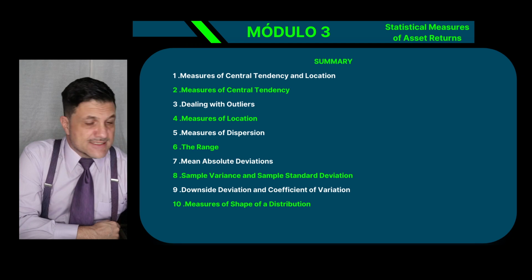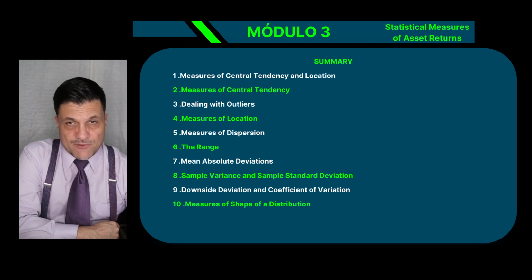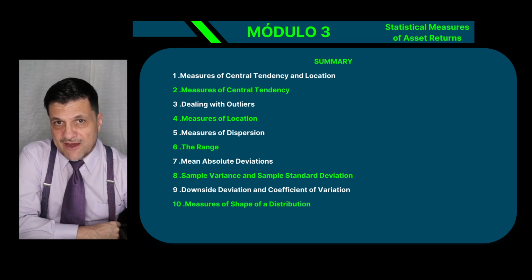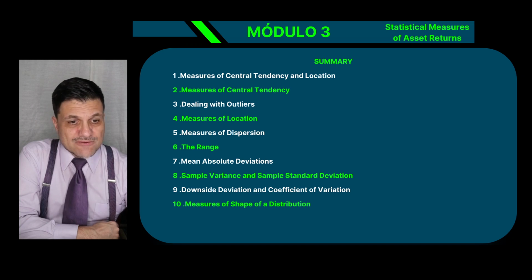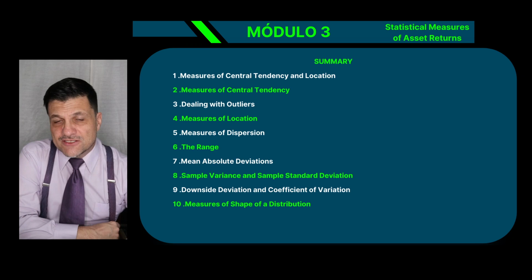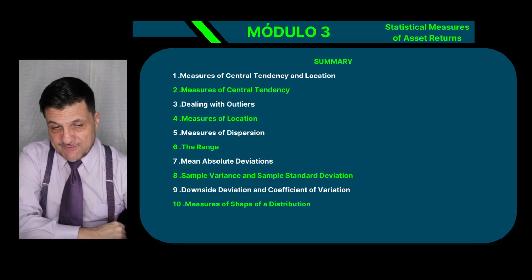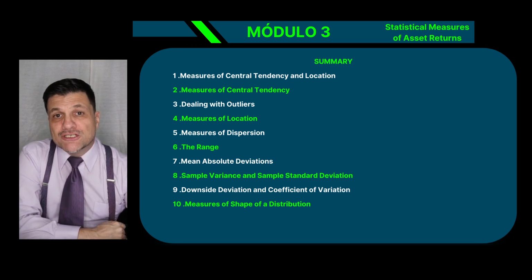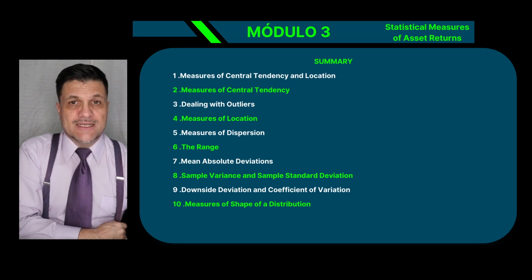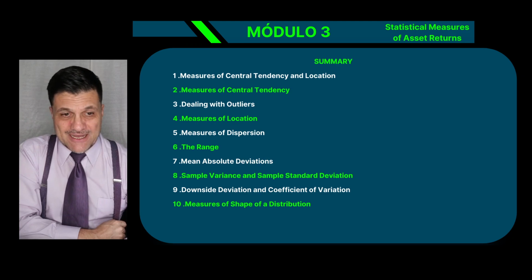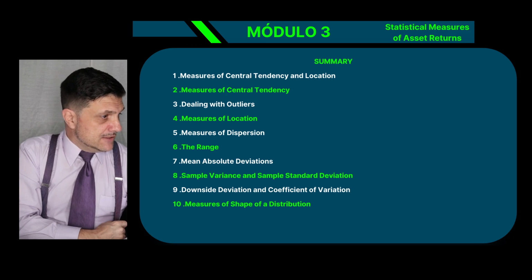Number 8, sample variance and sample standard deviation. As already explained, variance is the squared deviation and the standard deviation is the square root of the variance. We're going to see some examples of that as well. What is a downside deviation? Downside deviations are the deviations below the expectations. What about the coefficient of variation? I think you should memorize this formula: it is the standard deviation divided by the mean of a population or sample.